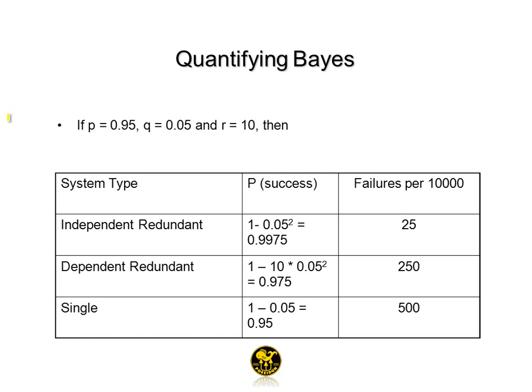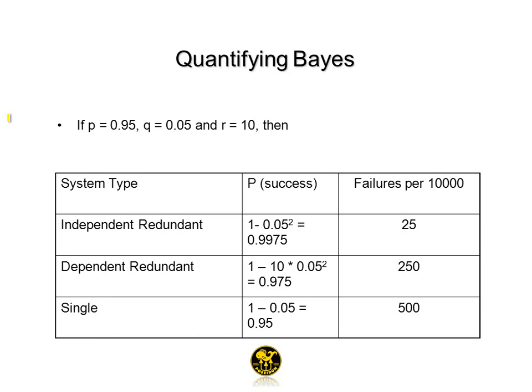An independent redundant system has 25 failures per 10,000. That is, if they're completely statistically independent. If they're dependent on each other, your failures have jumped to 250 per 10,000 versus a single system that is only 500. In other words, this so-called redundant sensor here, when it becomes statistically dependent, is crucifying your actual improvement in probability of working. I found these numbers a little bit sobering.